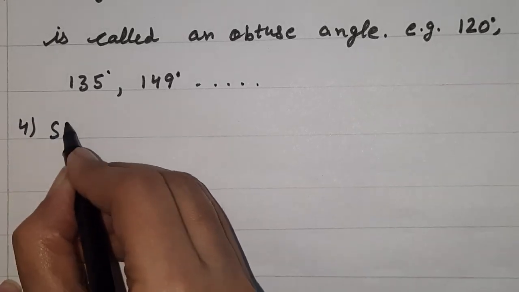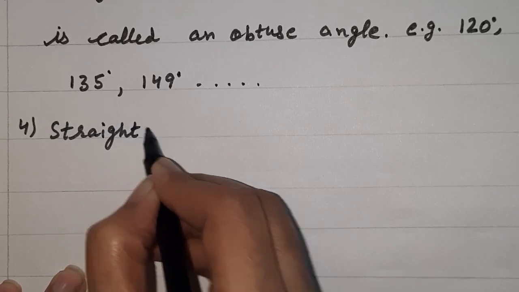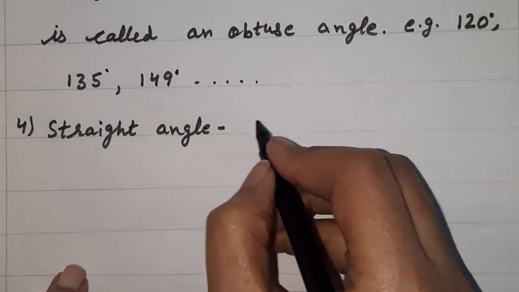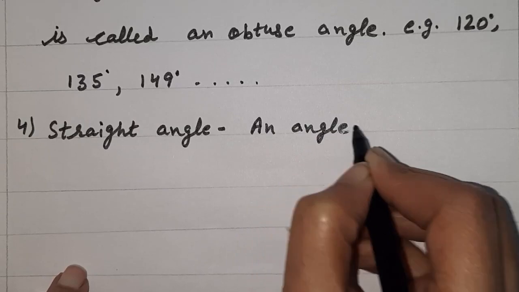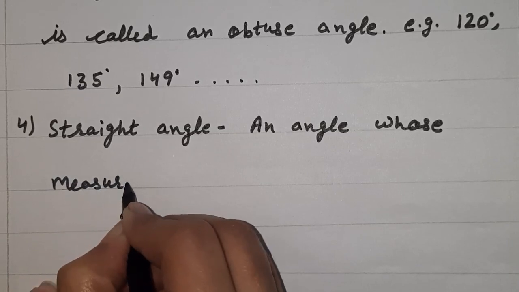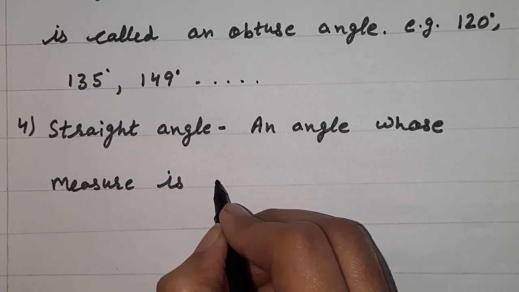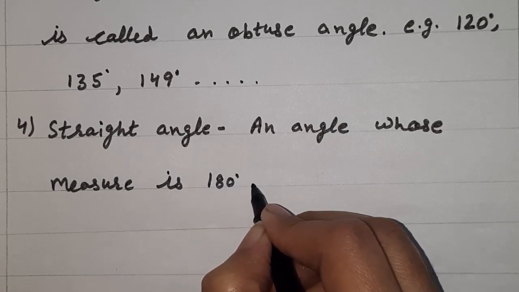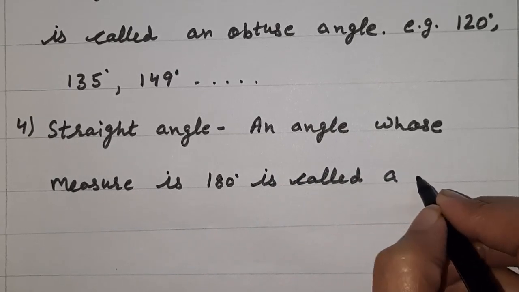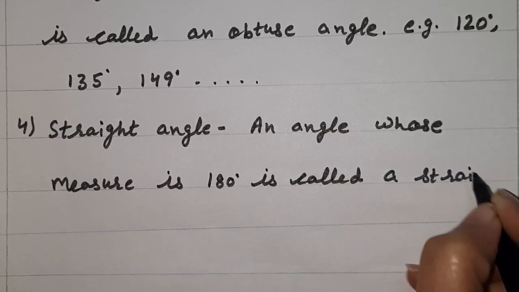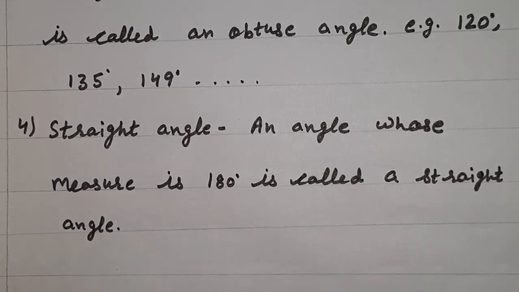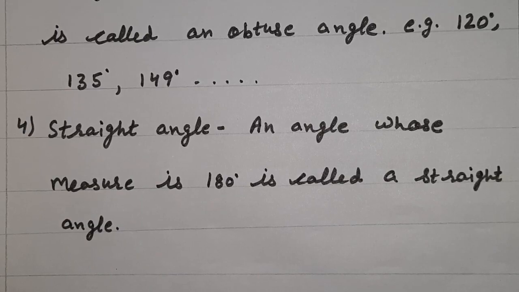And next is straight angle. Straight, as it is clear from the name, an angle whose measure is 180 degree is called a straight angle. Right, so these are 4 types of angles.